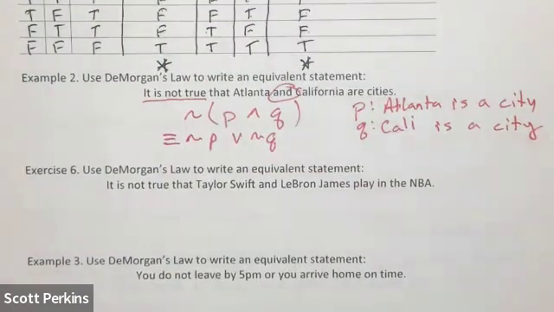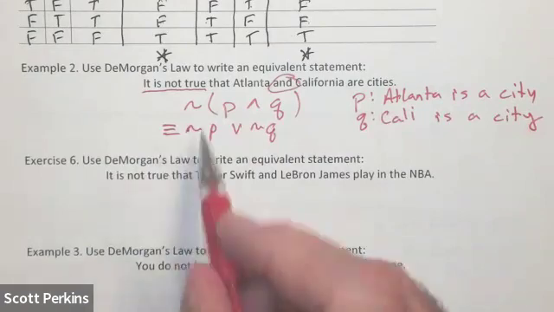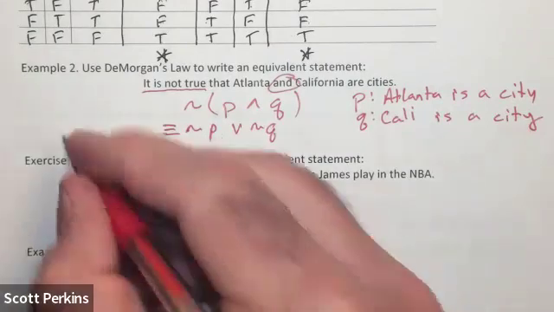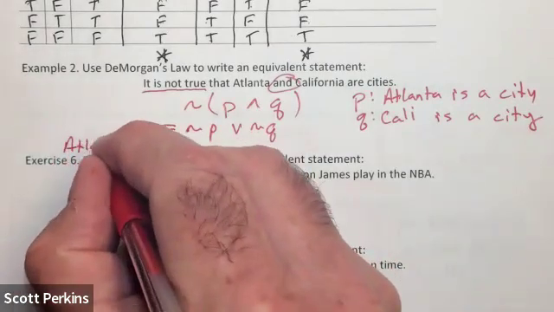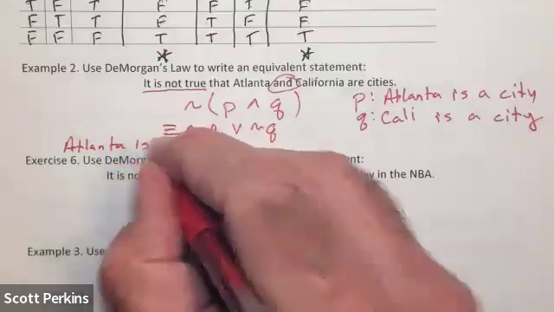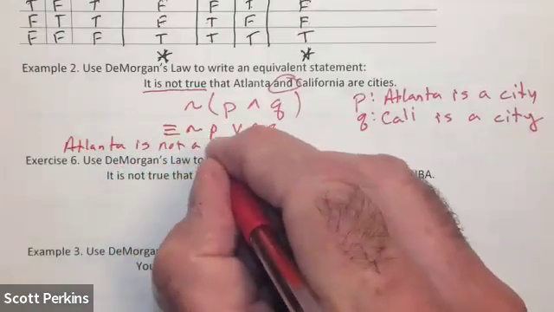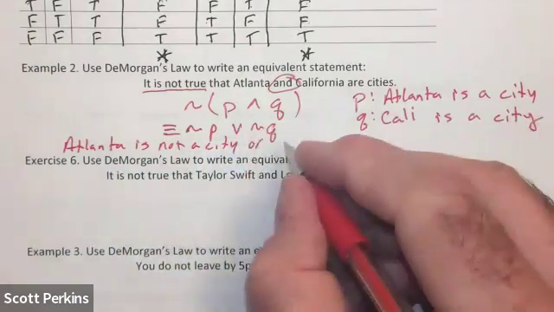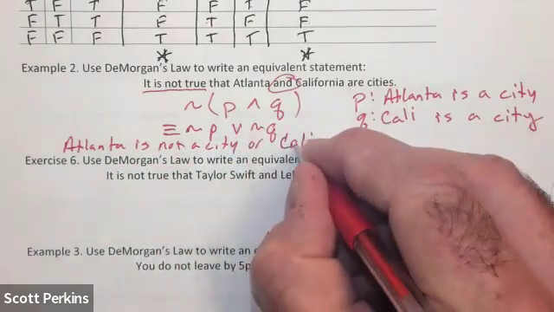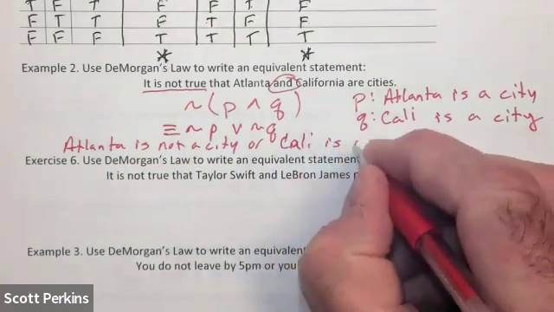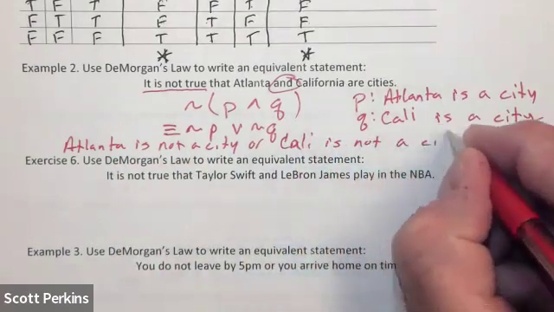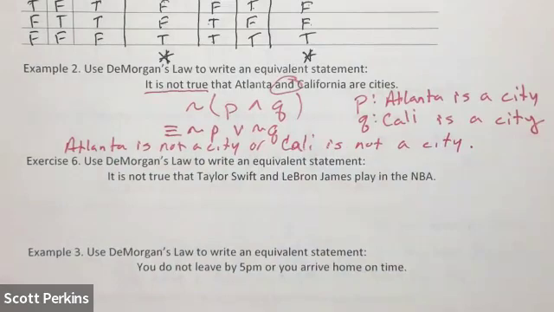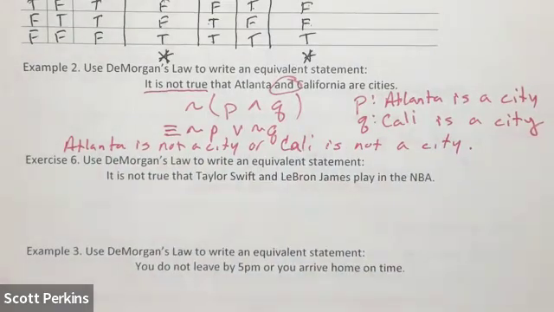And now I will write that in words. And so I've got squiggly P. So Atlanta is not a city, or California is not a city. And there you go. That's the process. So I'd like you to do that with exercise 6.